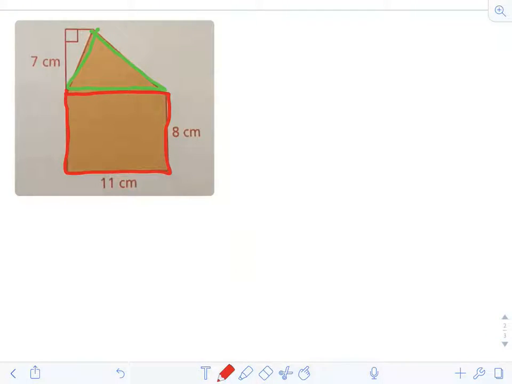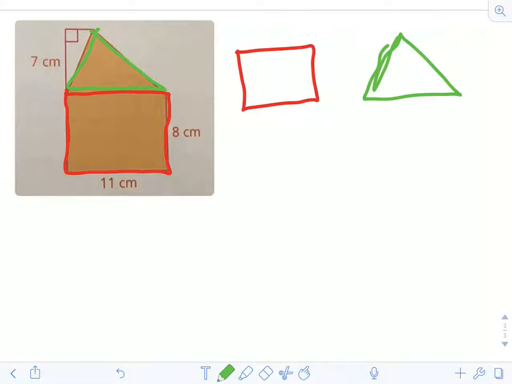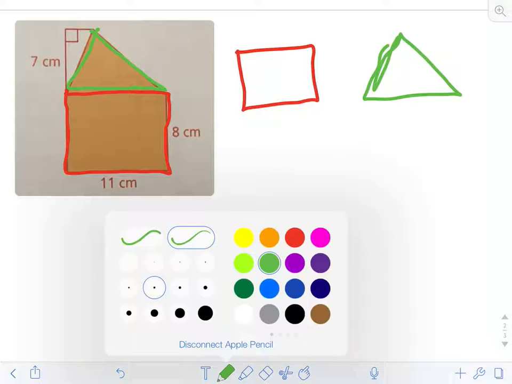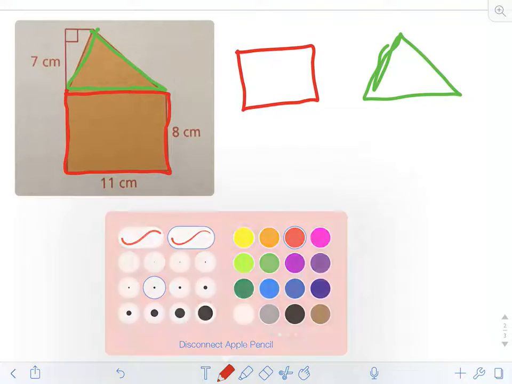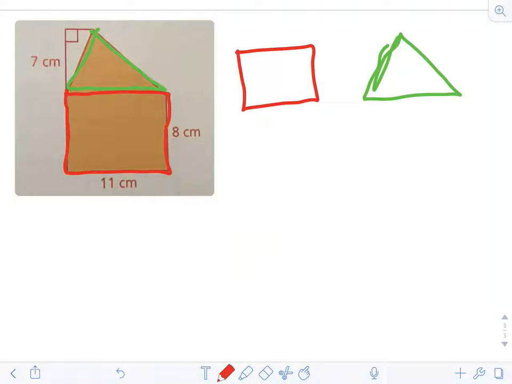Second step, let's draw them out. Here's a rectangle. Here's a triangle. After that, all you've got to do is do what you did before. First step, find the area equation. The area of a rectangle is base times height.